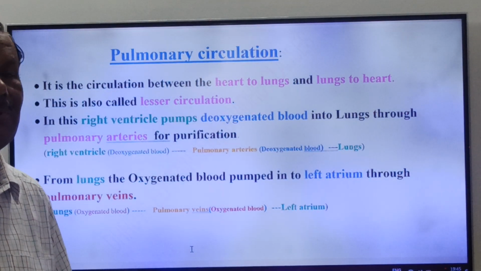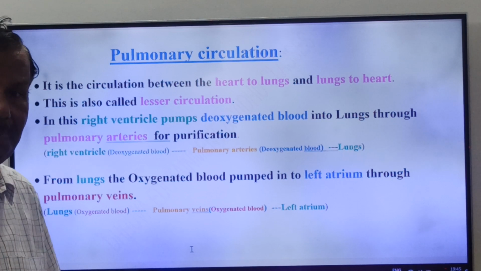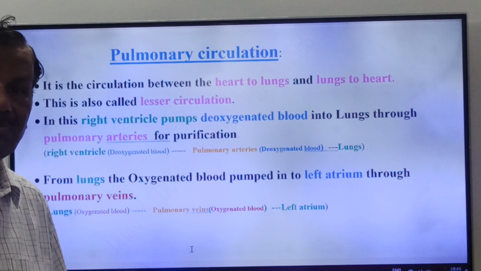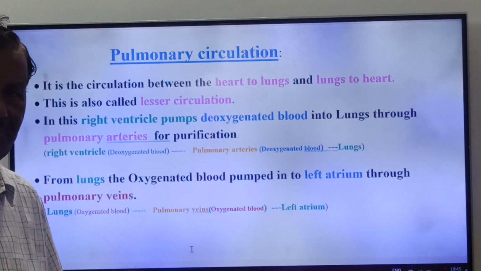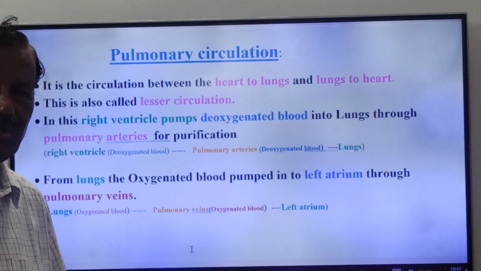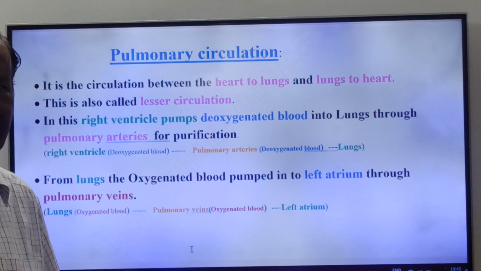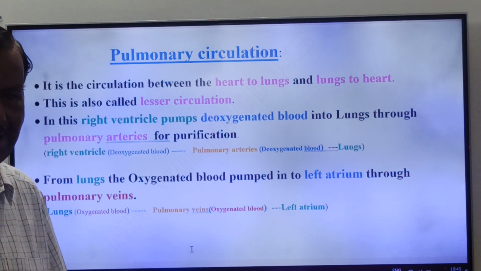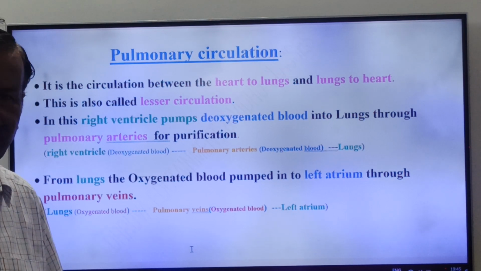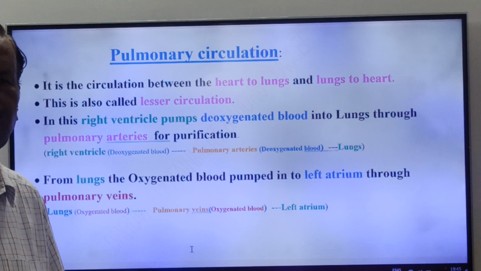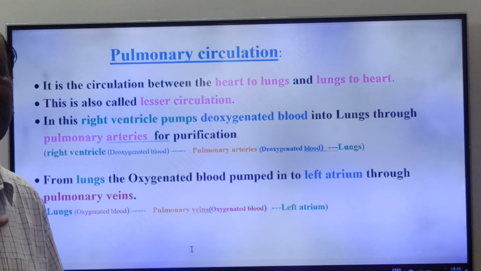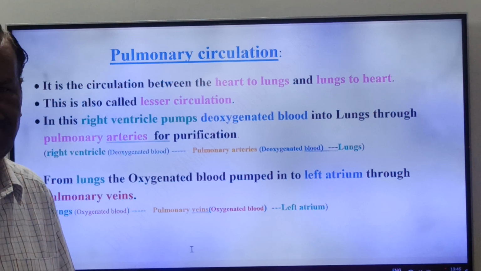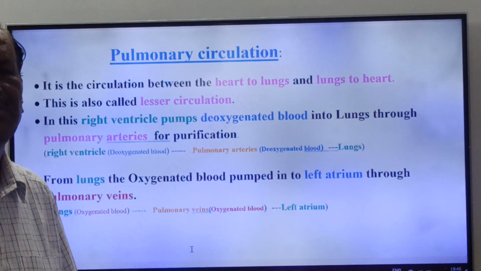What is pulmonary circulation? It is a flow of blood from heart to lungs, lungs to heart. Lungs are the respiratory organs. The right atrium receives impure blood from the various body parts through the vena cava. From the right atrium, blood enters the right ventricle during atrial systole. From the right ventricle, during ventricular systole, through the pulmonary aorta, blood enters the lungs. In the lungs, it purifies. Through pulmonary veins, it reaches the left atrium.